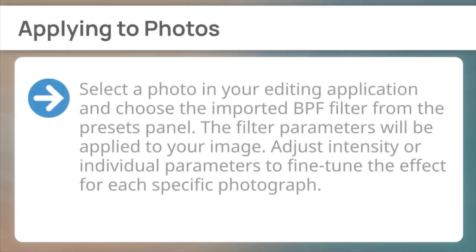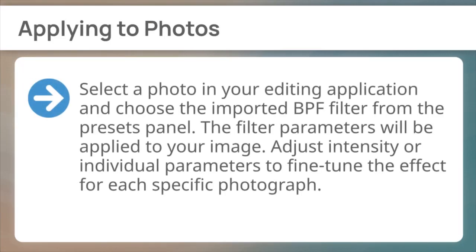Next, applying to photos. Select a photo in your editing application and choose the imported BPF filter from the Presets panel. The filter parameters will be applied to your image. Adjust intensity or individual parameters to fine-tune the effect for each specific photograph.